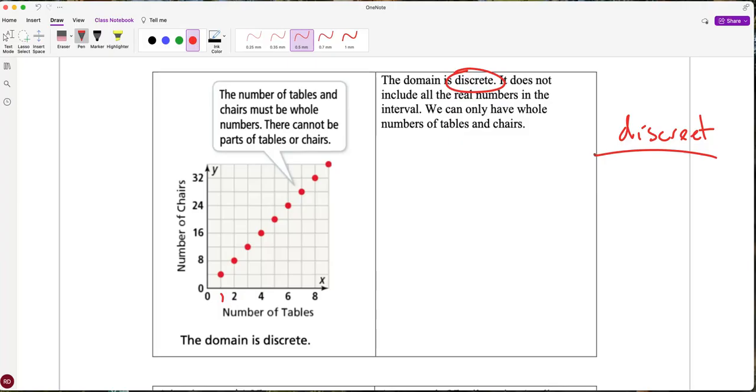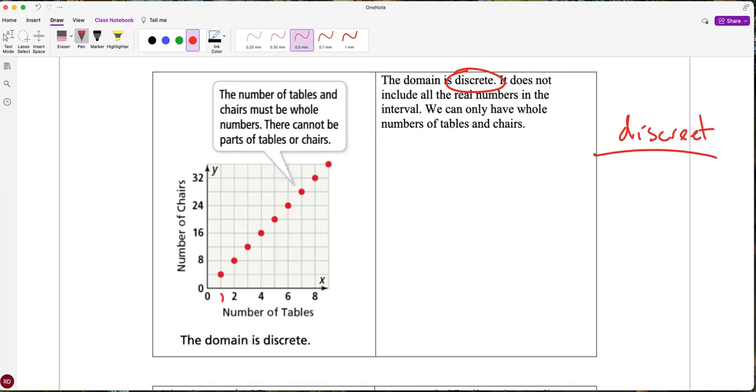Discrete here means that it does not include all the numbers in between. So the number of tables is discrete numbers, okay? I can count, so even though it's infinite, it's countably infinite. I can count these numbers. I can count the number of tables. It could go on forever, but I could still count them.